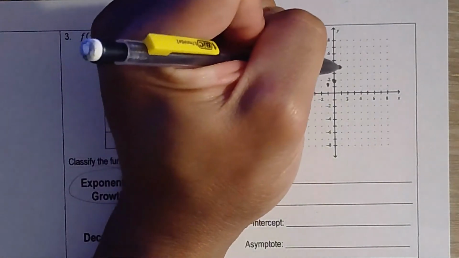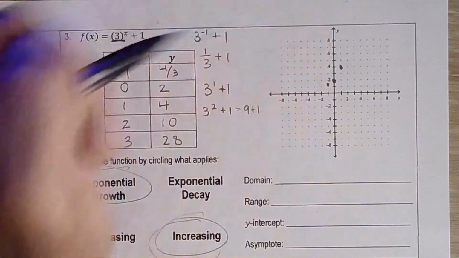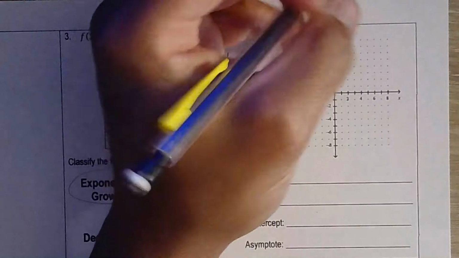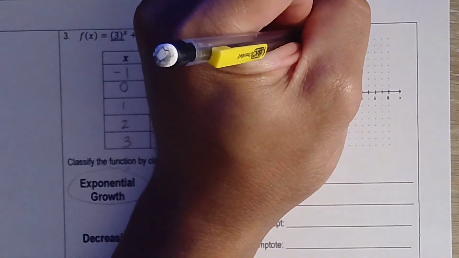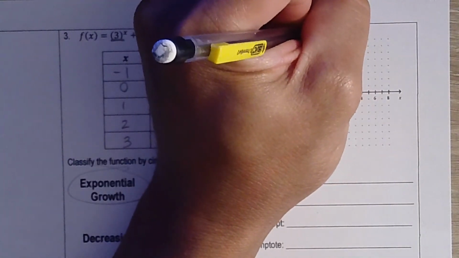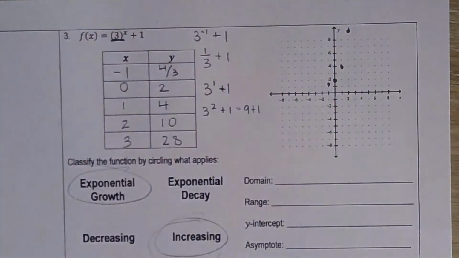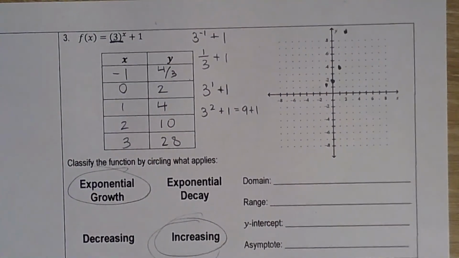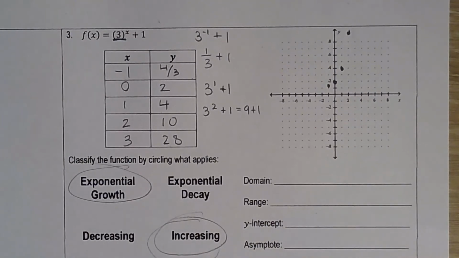1, comma 4. 2, comma 10. Let me just graph it like right there. It's about there. And then, yeah, 3, comma 28. Like I said before, we don't need to graph that.